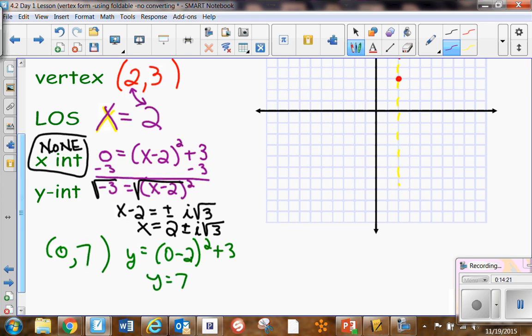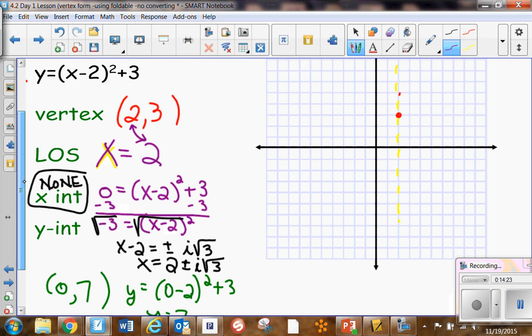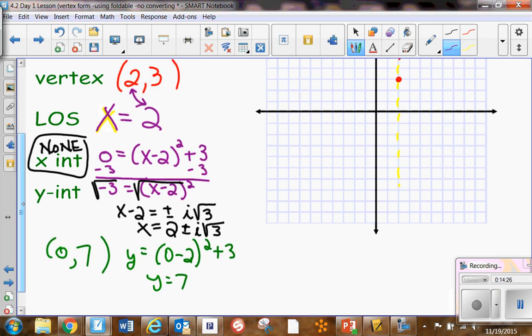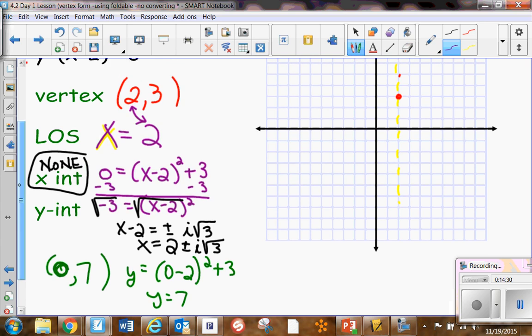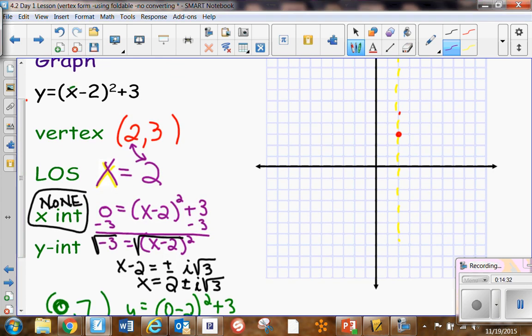All right. Let's graph all that and see... Wait, how did you get 7? I took a 0, set my x equal to 0, so I went to my original equation for the 0 right there. 0 minus 2 is negative 2. Negative 2 squared is 4. Plus 3 is 7.